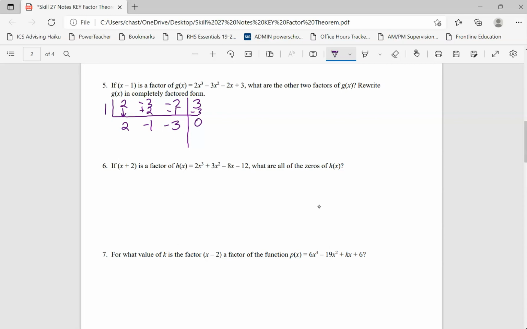All right, looking here, when I use x minus 1, x minus 1 is a factor because we got a remainder of 0. So now this becomes 2x squared minus x minus 3. We can now factor this. So what multiplies to negative 6 and adds to negative 1? Well, that's going to be negative 3 and positive 2.